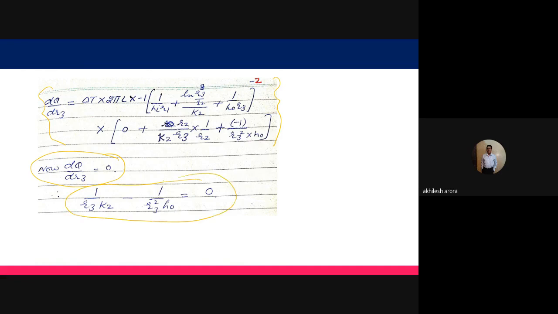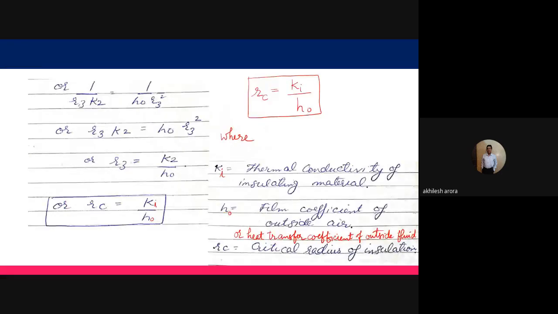From this expression we can solve it, and after solving, what you find is that the value of R3 comes out to be K2 by H naught. Now RC is equal to Ki by H naught, because K2 is nothing but the thermal conductivity of the insulation, and H naught is the film coefficient of the outside air.